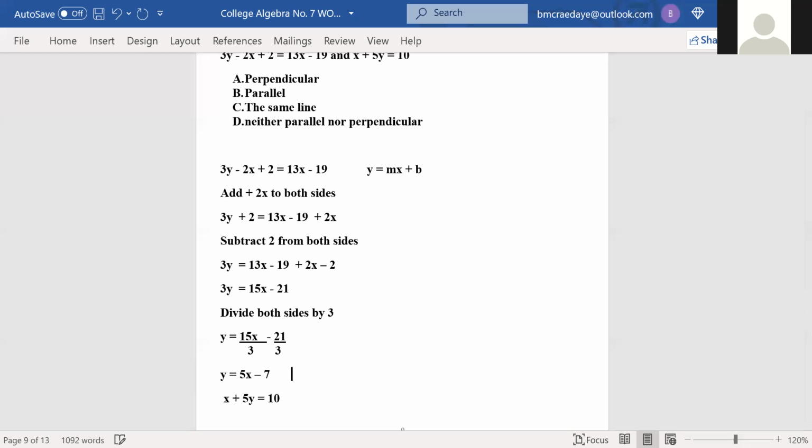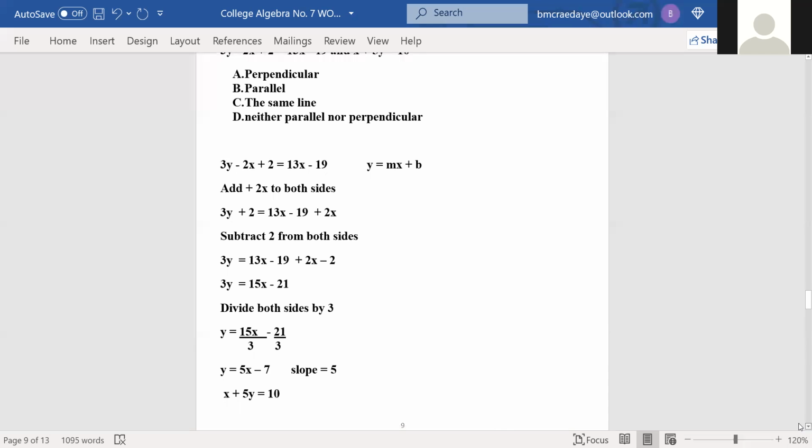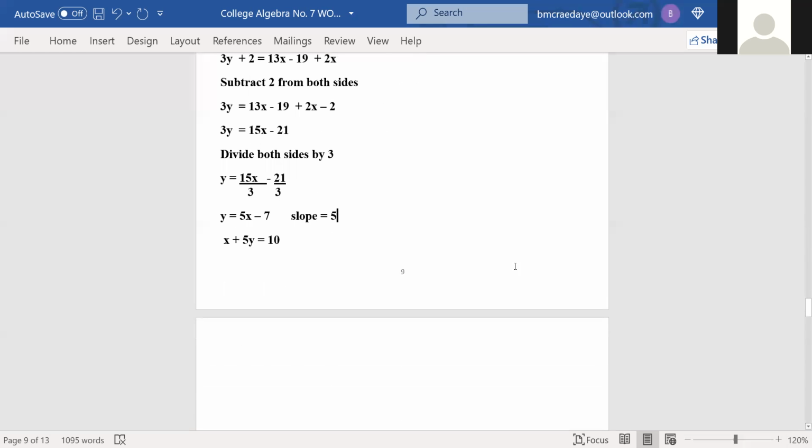So what's the slope of this equation? y equals mx plus b. What is m? The coefficient of the x, which is 5. That's right. Very good. Slope is 5. Okay, so now we took care of that. Now that we know what the slope is, let's go to the next one and solve that one for y. Now I'm on the next page.